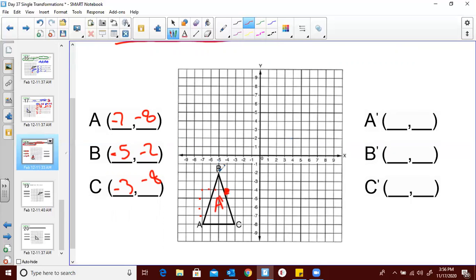So let's do B too. Let's do 1, 2, 3, 4 over 1, 2, 3. This is going to be my B prime. And let's just get C out of the way. 1, 2, 3, 4. 1, 2, 3. Right, and that's going to be my C prime.